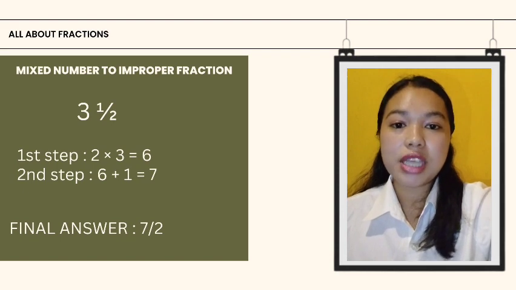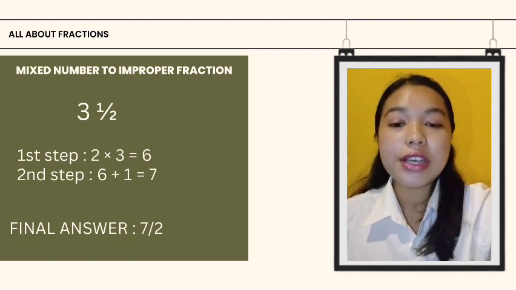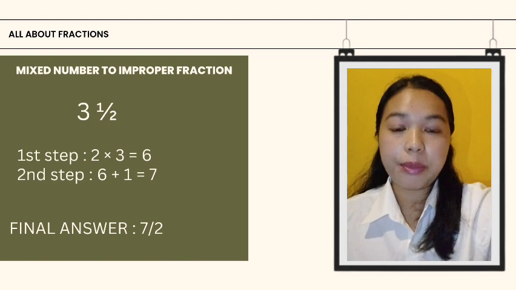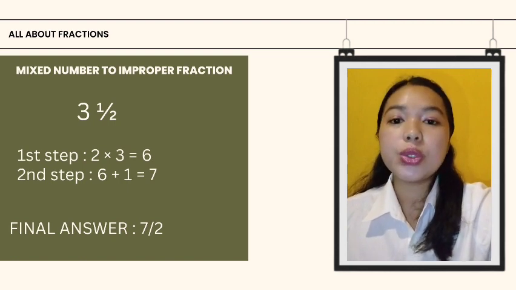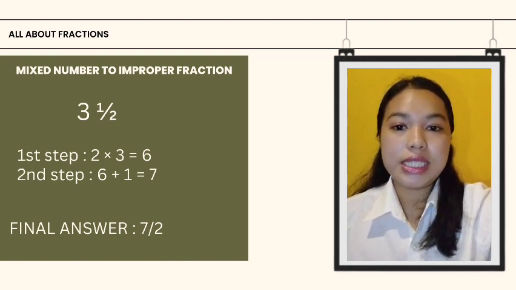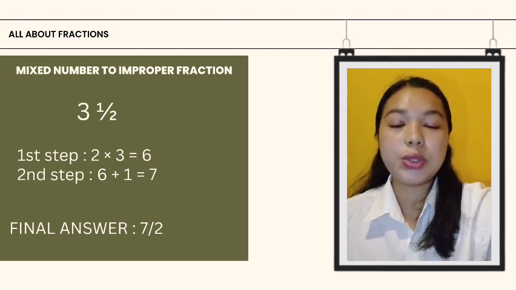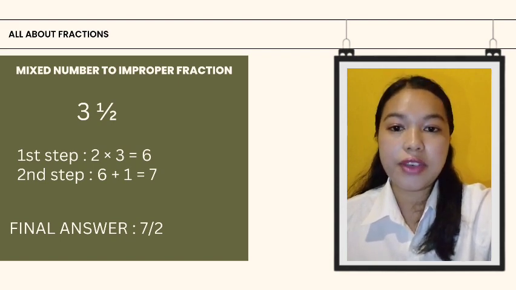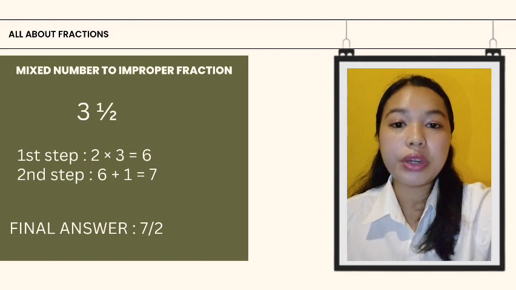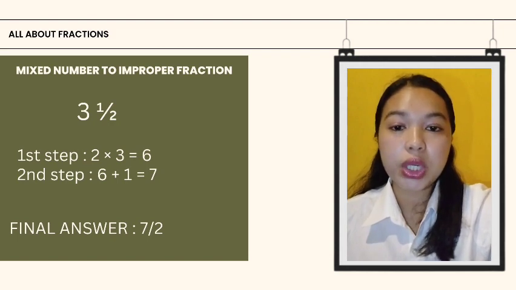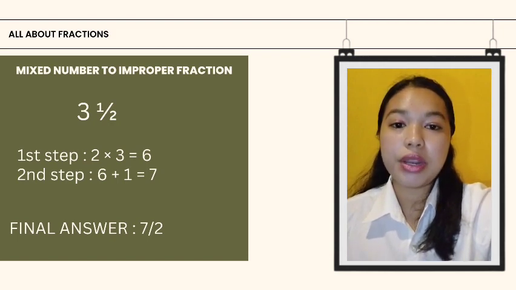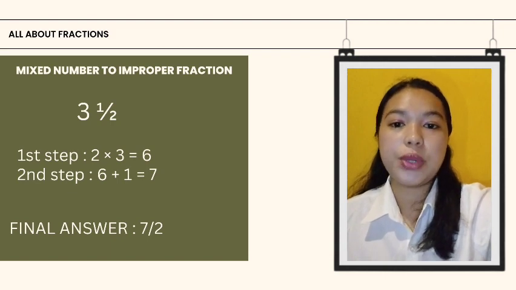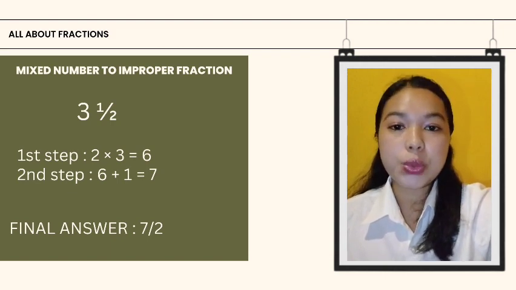So, using the same example which is 3 and 1/2, first step is to multiply the denominator and the whole number. So 2 times 3 is equal to 6. Then the second step is to add the numerator and the product of 2 and 3 which is 6. So 6 plus 1 that's equal to 7. So 7 will be our new numerator, and regarding the denominator, we just need to copy the denominator of the given mixed fraction. So since our denominator is 2, our new fraction will be 7 over 2.